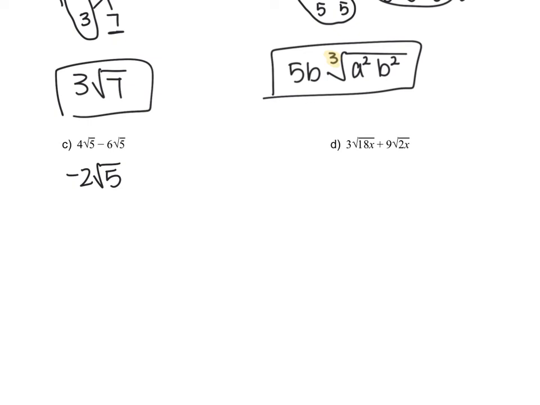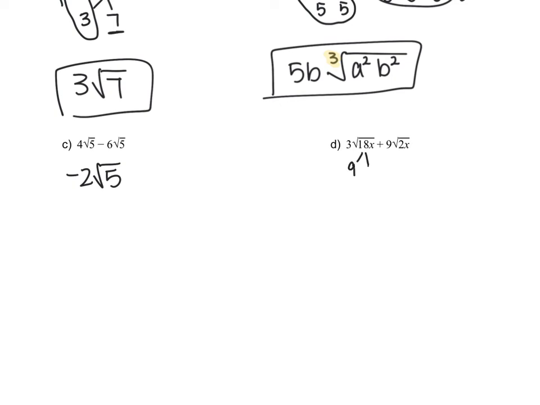Our next example is 3 square root 18x plus 9 square root 2x. So they are both square roots, but they don't have the same thing underneath those roots. So we want to see if one of them or both of them can simplify. So I'm going to start with the square root 18x.